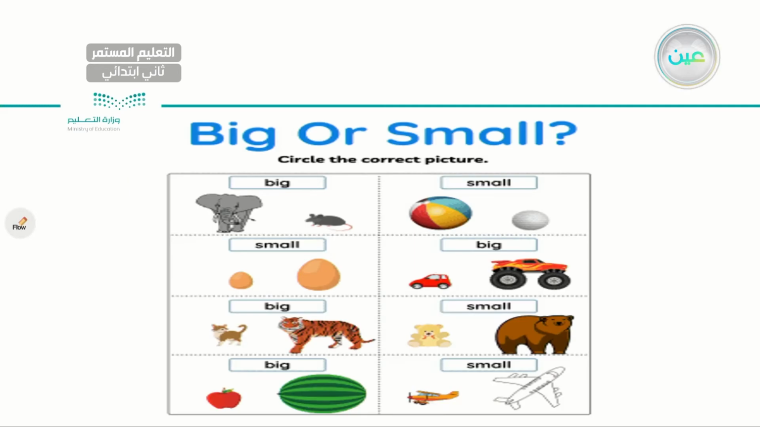Now, big or small? Okay, so circle the correct picture. So here I have so many items or so many animals, okay? Look for the adjective and circle the correct answer. For the first one, I have an elephant and a mouse. The word is big. The answer, it's easy. We will circle the elephant. The elephant is big. Very good. How about, I have two eggs. Circle the small egg.